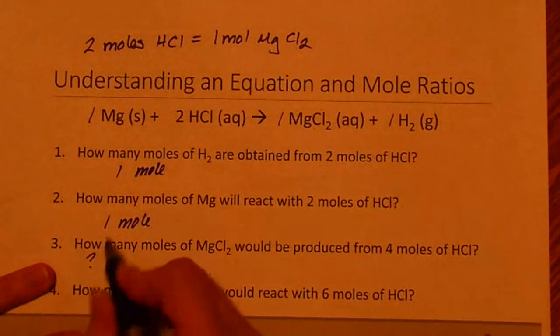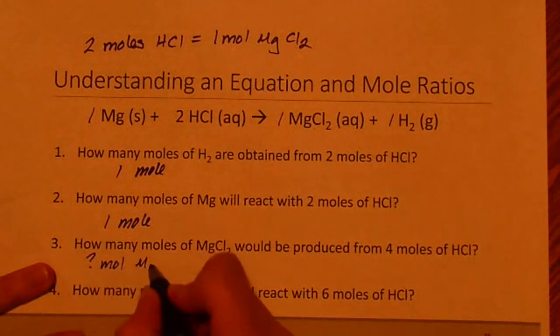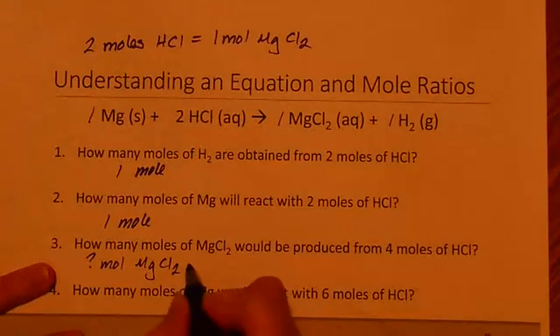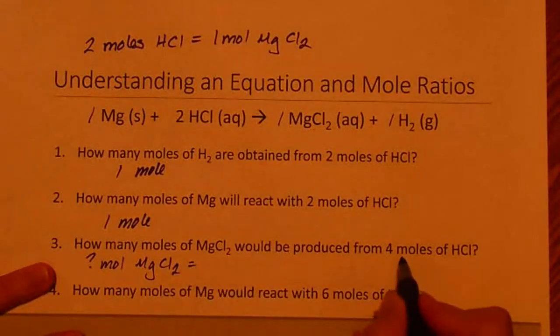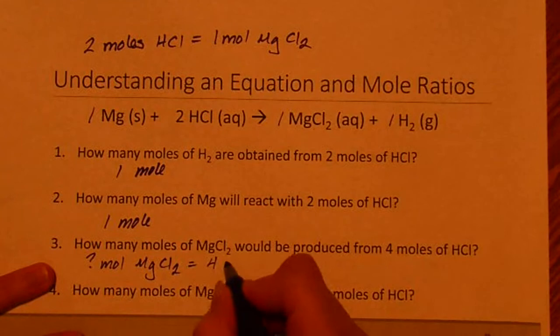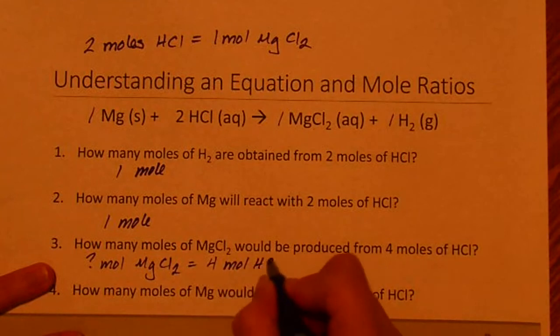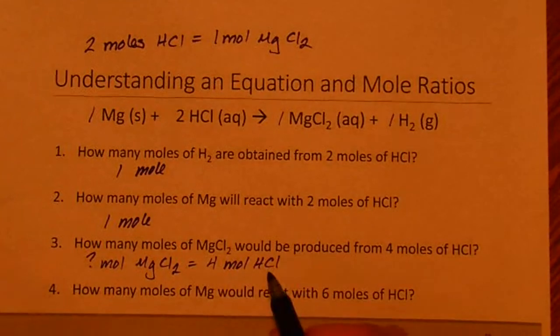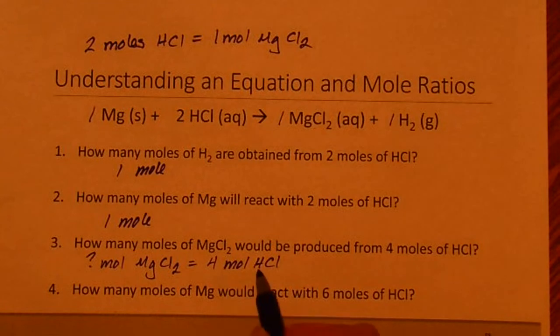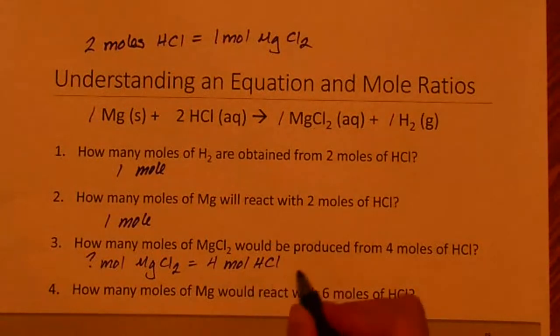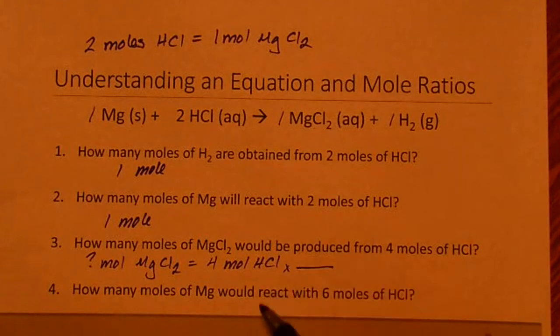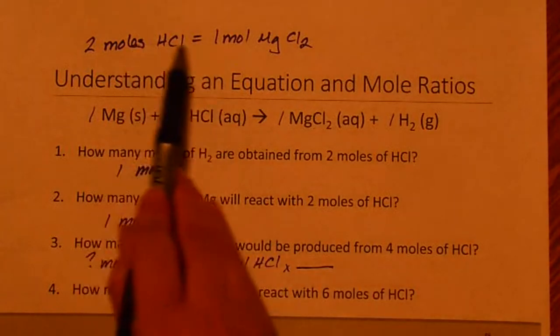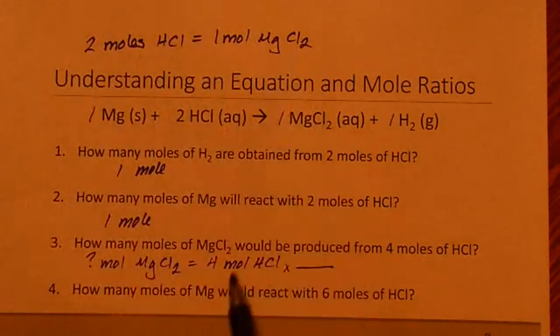We're going to ask the question, how many moles of magnesium chloride could I produce with 4 moles of HCl? Notice that I am explicitly including my label of HCl here, because this isn't just 4 moles, this is 4 moles of HCl. Now I'm going to multiply that 4 moles of HCl by my conversion factor here in such a way that my moles of HCl cancel out.